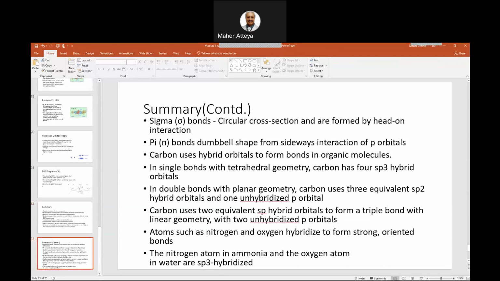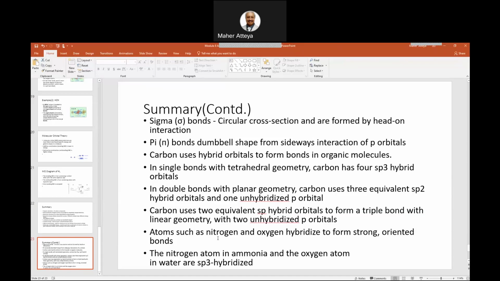Sigma and pi: sigma always comes from the fact that you have a single bond, and pi is coming from sp2 hybridization, which is trigonal planar, and sp is linear, and sp3 is tetrahedral. We said the sp3 is a single bond, correct, tetrahedral, and the sp is a triple bond.